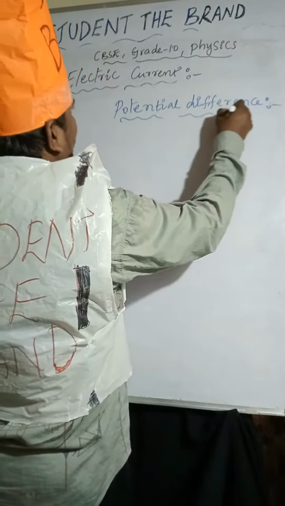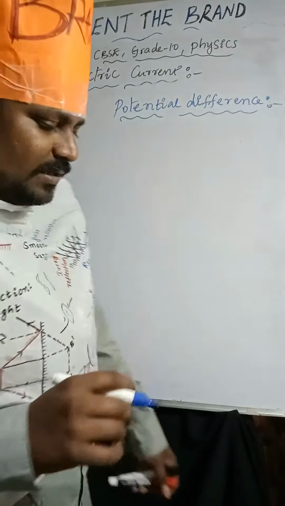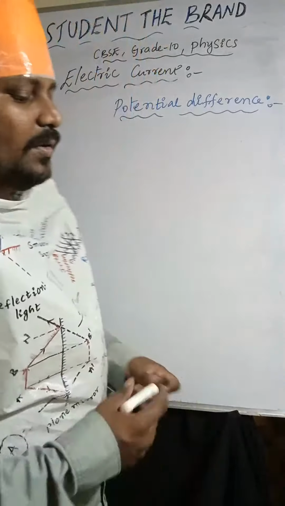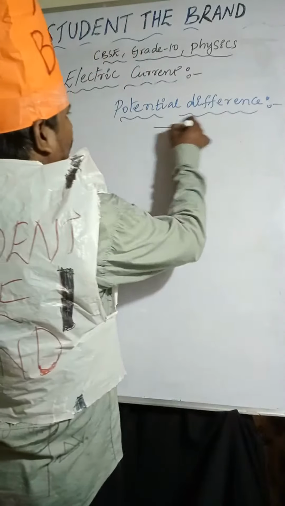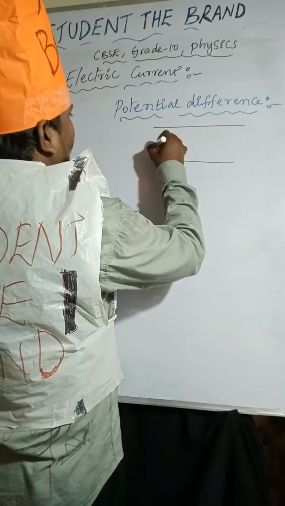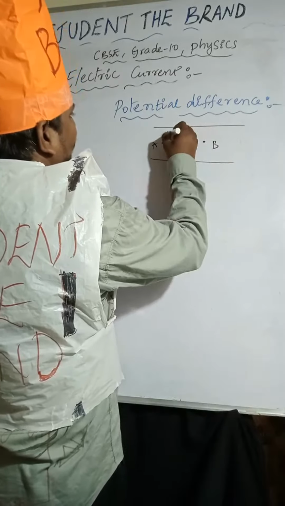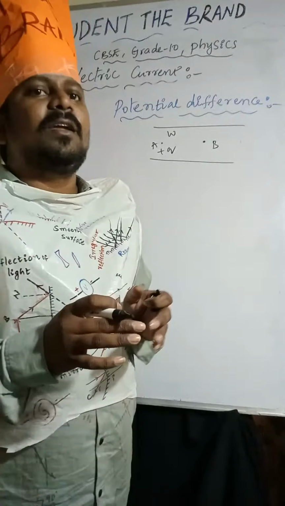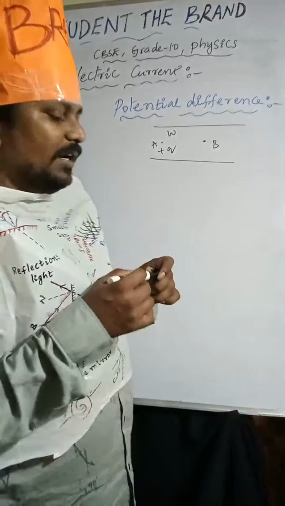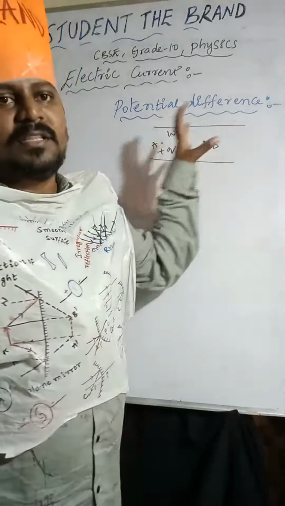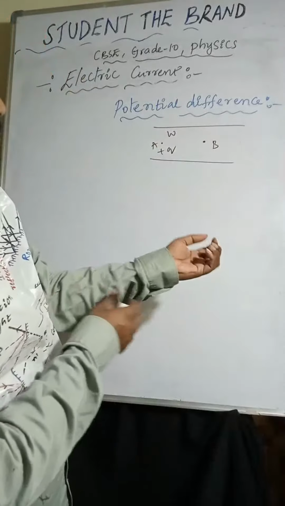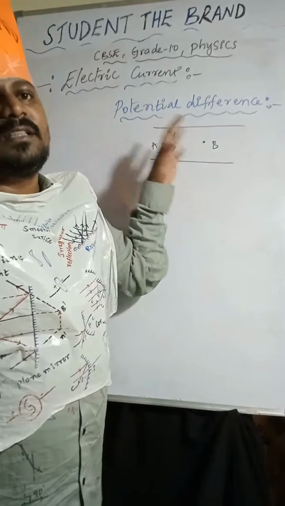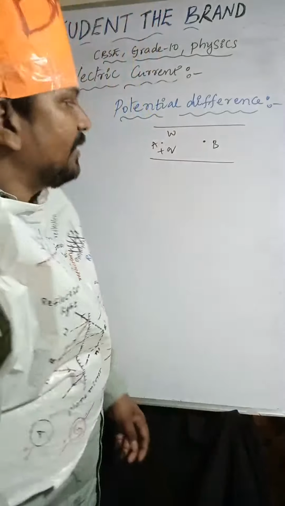Potential difference is nothing but the work done to bring unit positive charge. So this is point A and point B. We are doing some work to bring unit positive charge from point A to point B within the field, within the conductor. That is called potential difference.